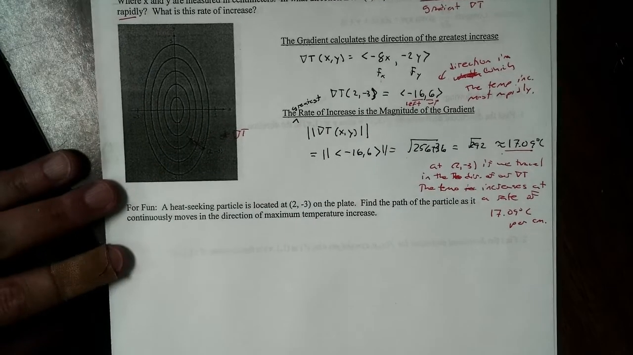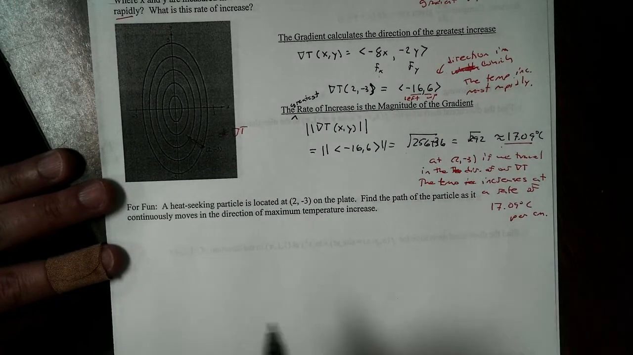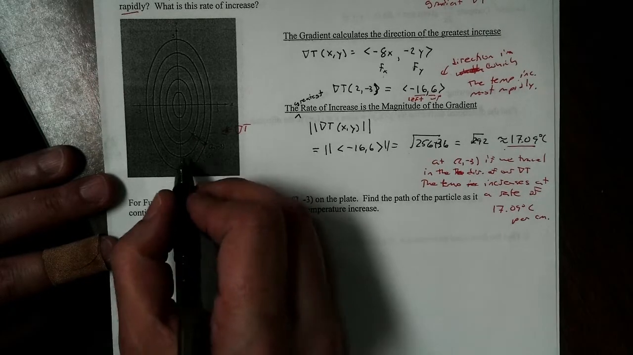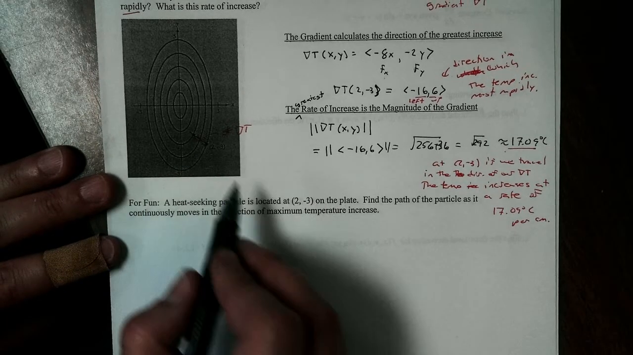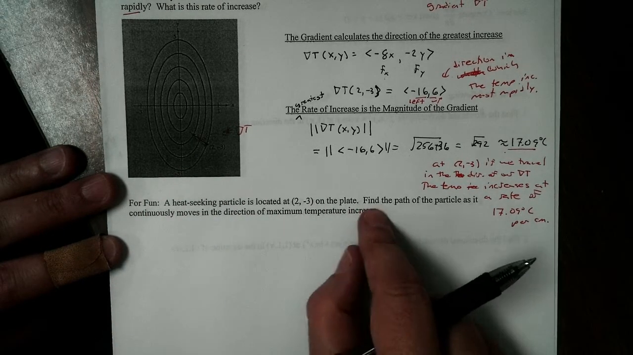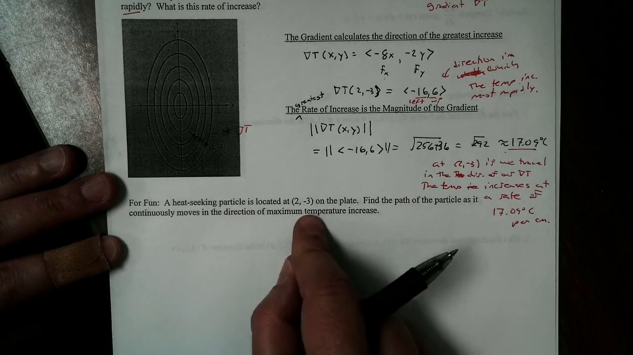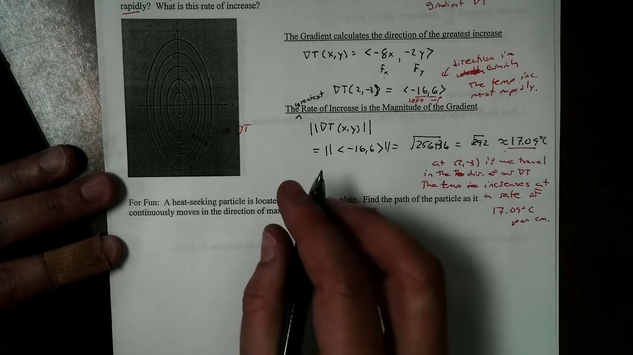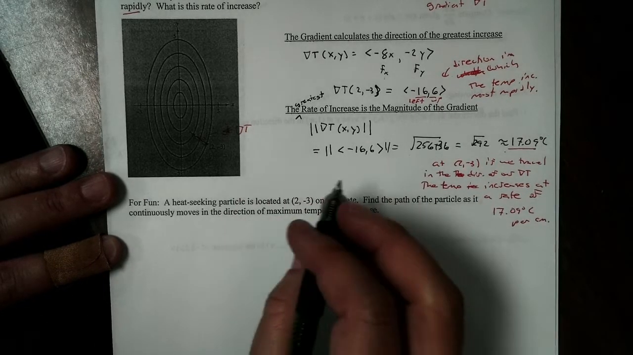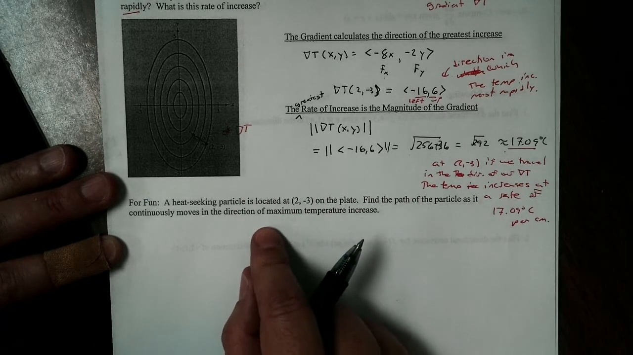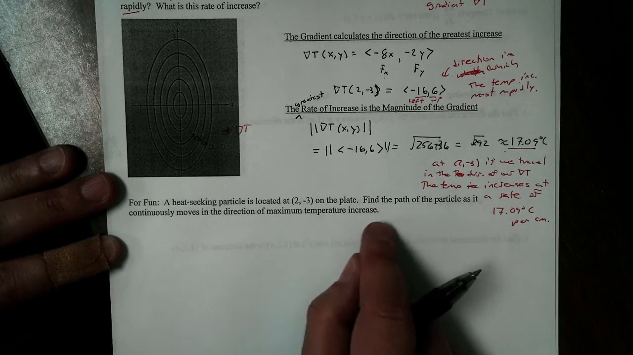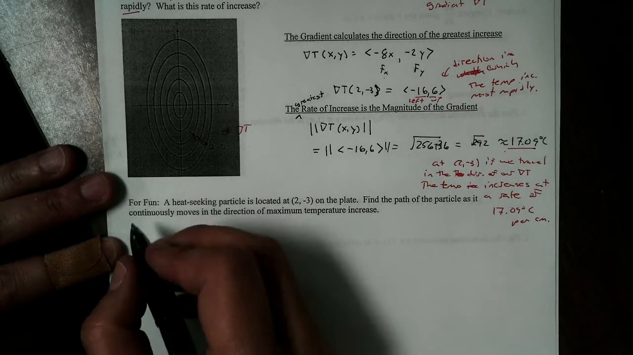All right, so let's have some fun here. Let's suppose a heat-seeking particle is located at the point (2, -3) on this plate. Now we want to find the path of the particle as it continuously moves in the direction of maximum temperature increase. So what this is asking us to do is to find the path where the temperature is increasing the most.